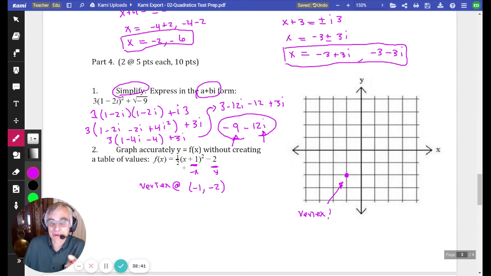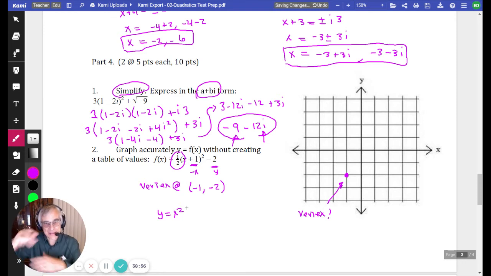So the second thing that's important is that vertical stretch. There it is. That leading coefficient is the vertical stretch. And so it's like drawing the graph for y equals x squared, the parent function, but we're going to compress it vertically by a factor of 1/2. So instead of going over 1 up 1, we go over 1 up 1/2. And same thing on the left-hand side, over 1 up 1/2.